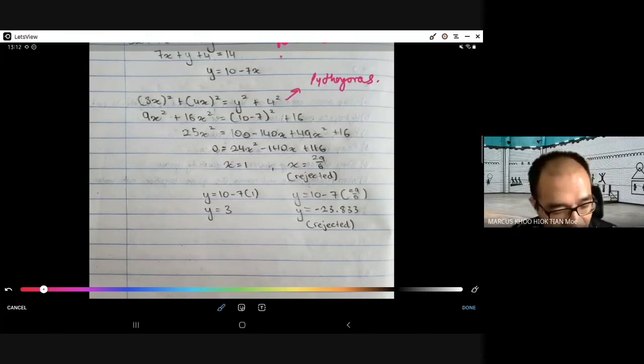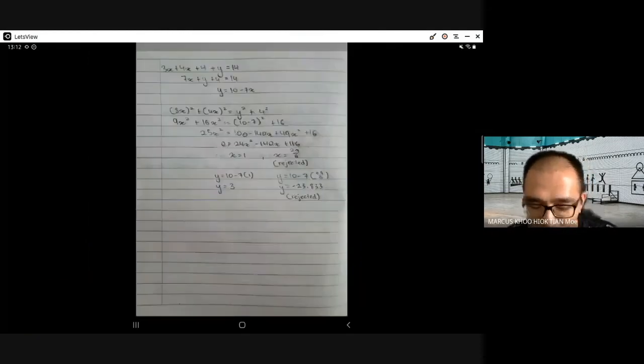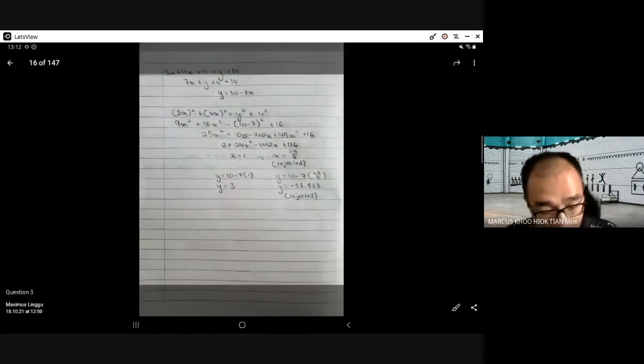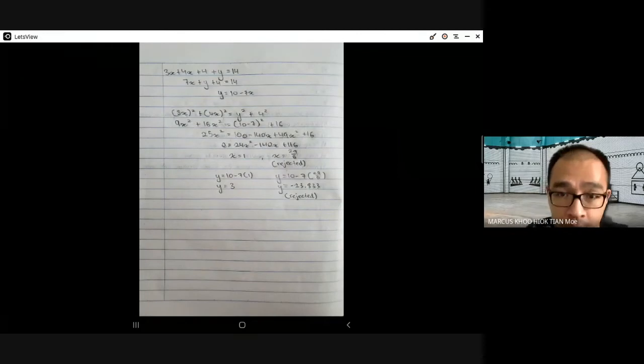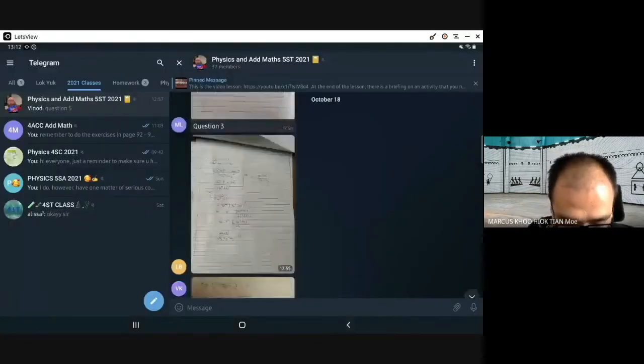Yang menghantar adalah Maximus, tetapi yang menjelaskan adalah Marvin. Okay, fine. But I think this is very well explained. You guys can refer to this. Okay, good job. All right, number 4.